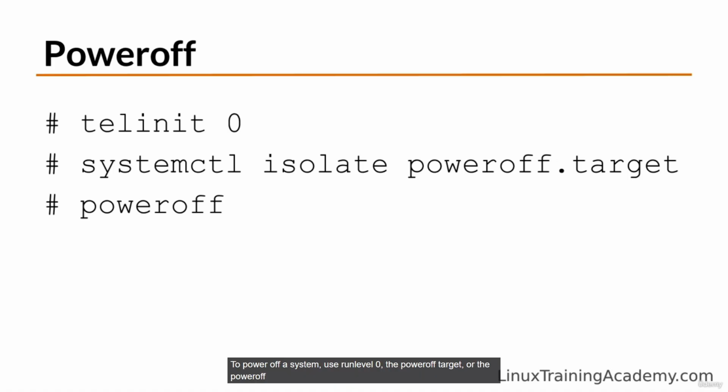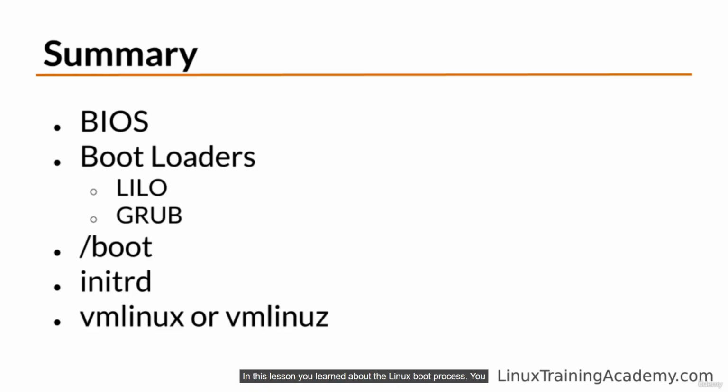To power off a system, use run level 0, the poweroff target, or the poweroff command. Again, using init, you can run telinit 0, and with systemd, run systemctl isolate poweroff.target. Or finally, the easiest way to do it is simply to run the poweroff command. In this lesson, you learned about the Linux boot process.